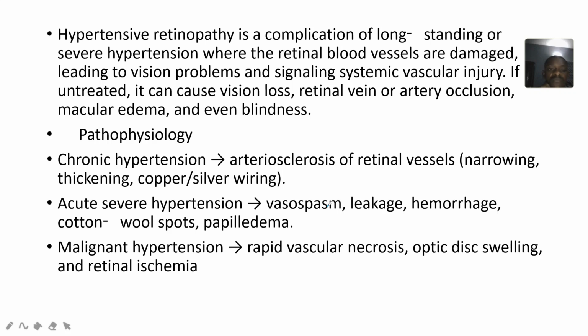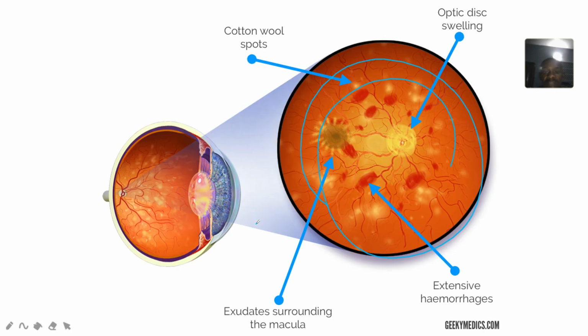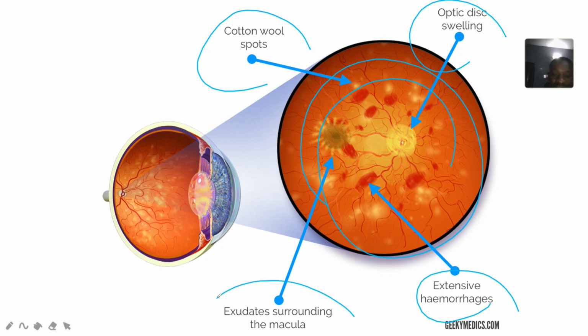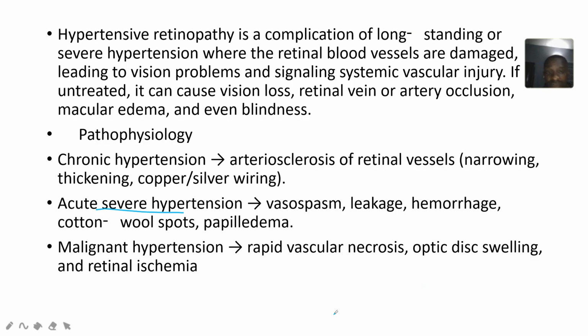Do you understand? So for pathophysiology, chronic hypertension leads to what? Arteriosclerosis of retinal vessels, so there's narrowing and thickening. Acute severe hypertension could lead to vasospasm, leakage, and hemorrhage, cotton wool spots, and papilledema. Cotton wool spots, optic disc swelling, extensive hemorrhage, exudate surrounding the macula. These are all the definitive terms for how hypertension can affect the eye.